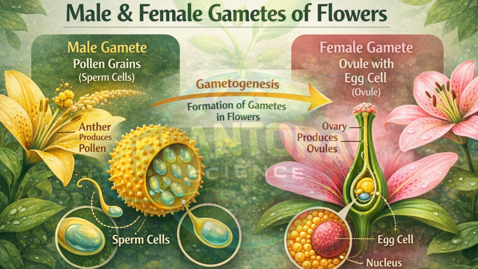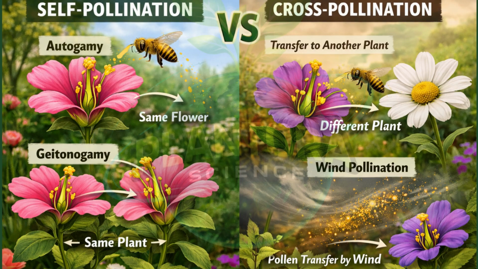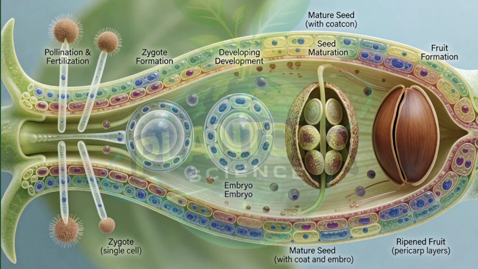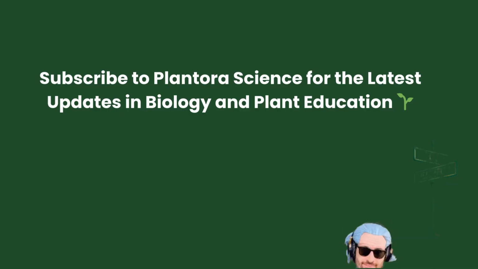To summarize, sexual reproduction in plants involves pollination, fertilization, and the formation of seeds. It begins with the transfer from male gametes to female gametes, forming a zygote that develops into a seed for the next generation.